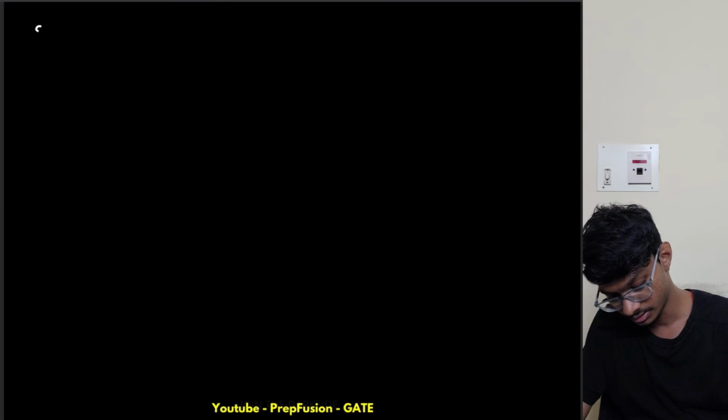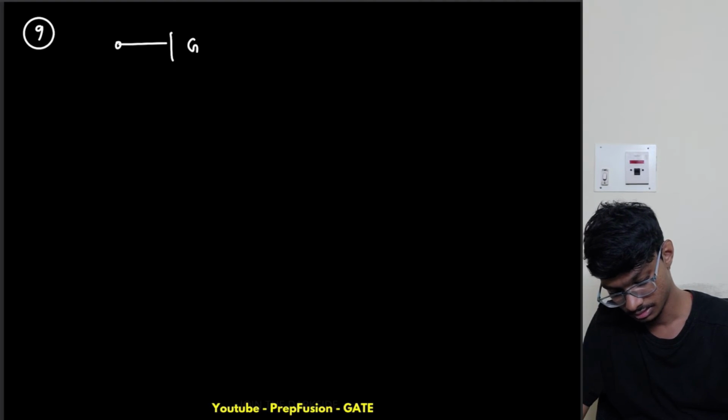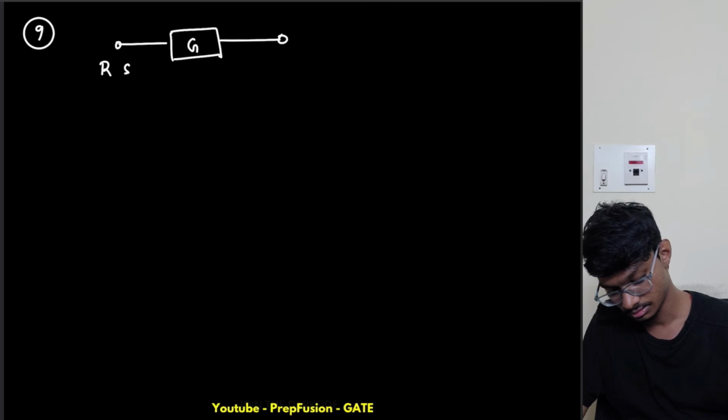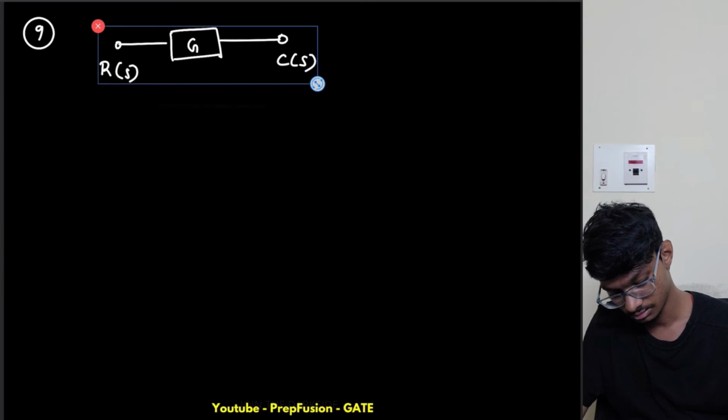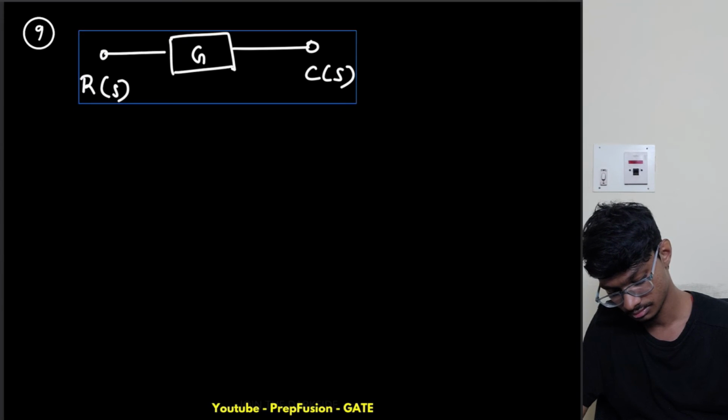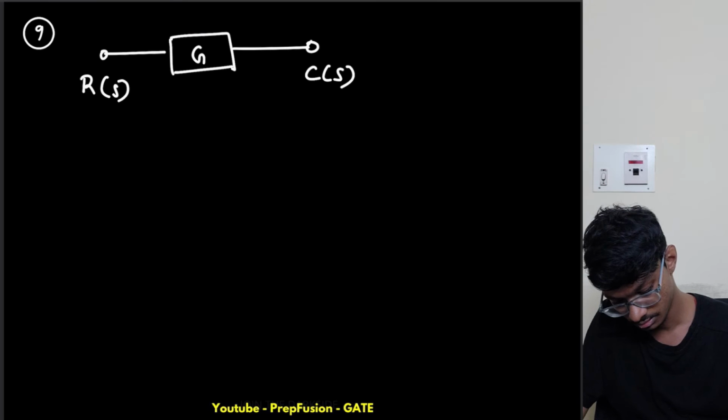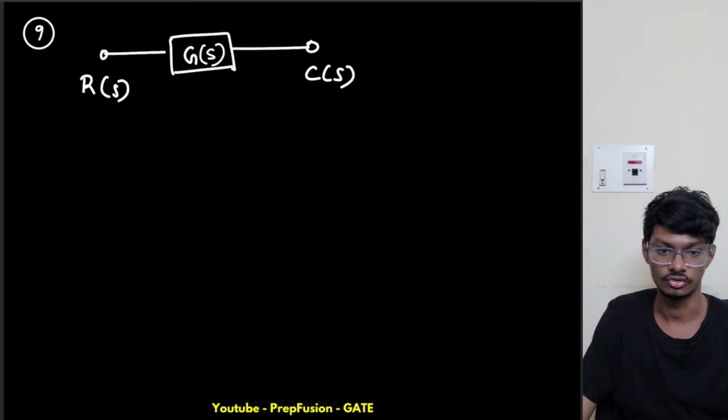Let me do this as the 9th question. This is simply G, this is R of S, this is C of S. This is G of S, right?